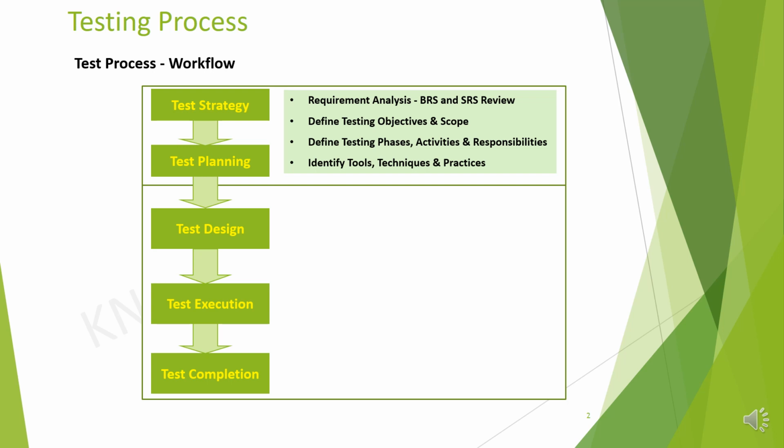In test strategy and test planning phase, we perform the activities like requirement analysis, review of business requirement specification, review of system requirement specification, defining test objective, defining the scope of project, identifying the test cases, identifying the tools, the techniques and practices to be followed, and to decide on the roles and responsibilities of all the stakeholders involved in the project.